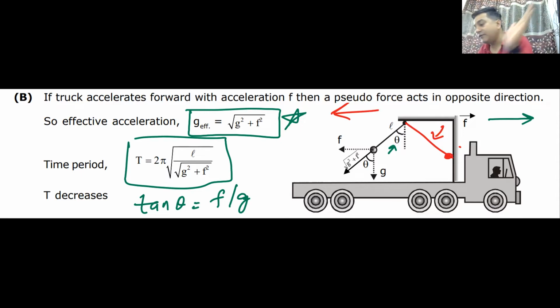If the truck is moving forward, the simple pendulum will go this way. If the truck is moving backwards, the simple pendulum will move this way. Do we understand this? Yes or no? I'll give you a minute to note it down.